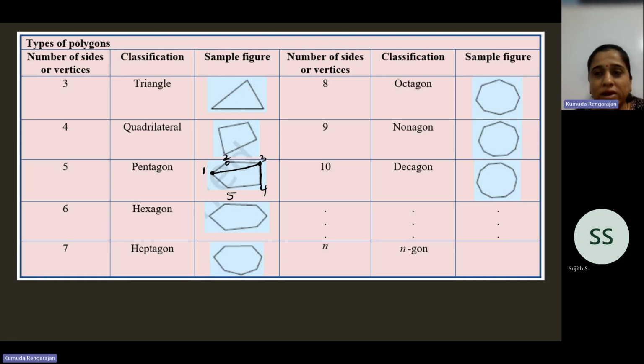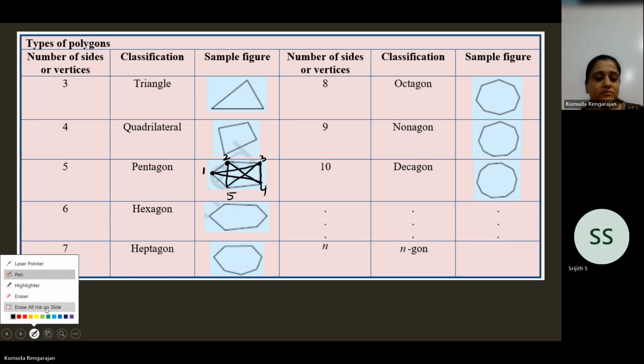So 1 and 3, they're not consecutive. So if you join vertex 1 and vertex 3, diagonal. If you join vertex 2 and vertex 5, diagonal. If you join vertex 1 and vertex 4, diagonal. 3 and 5, diagonal. 2 and 4, diagonal. So like that. Okay, you got that?